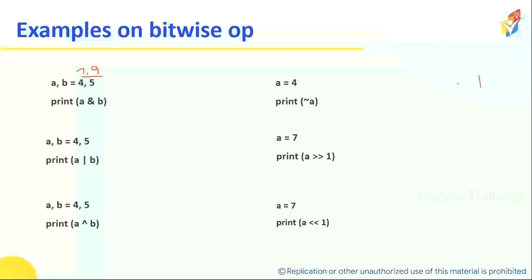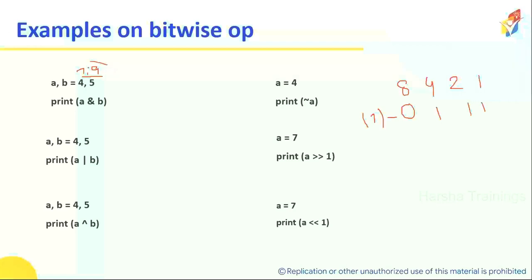Look at here, you should write like this: 1, 2, 4, 8. Now what is the value for 7? 4 plus 2 is 6, 6 plus 1 is 7. So make it 1 1 1 0. This is for 7. Is it okay? This is the binary for 7. Will you agree?